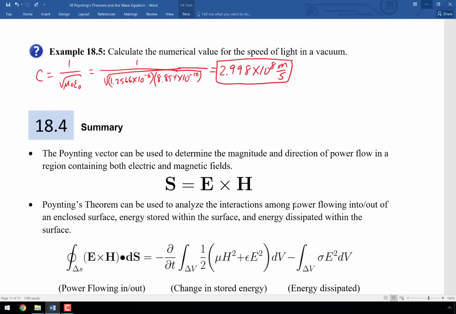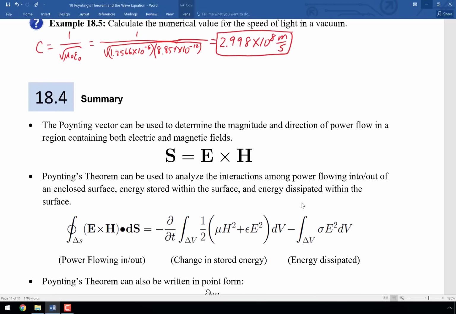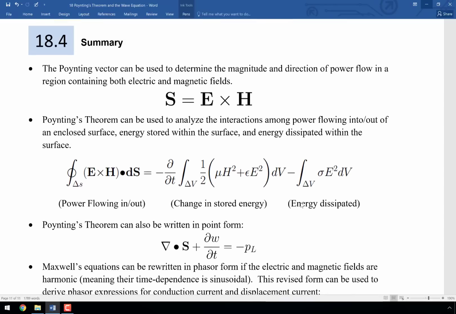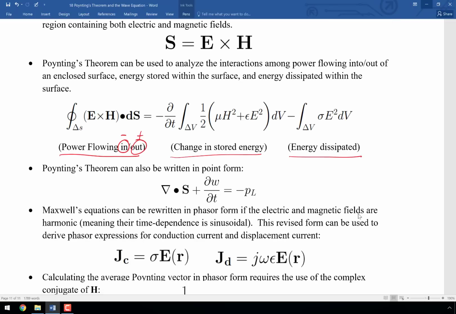So we saw the Poynting vector that can be used to determine the magnitude and direction of power flow. Poynting's theorem considers both power flowing in and out, and positive is out and negative is in. We see that there's a change in stored energy, and there's energy being dissipated in the system. You can have energy flow in and out, you can have energy that's being stored, and you can have energy that's being burned up. Poynting's theorem can also be written in point form.